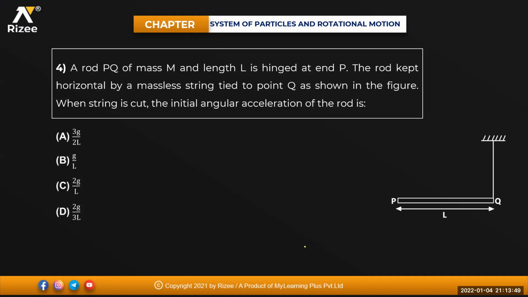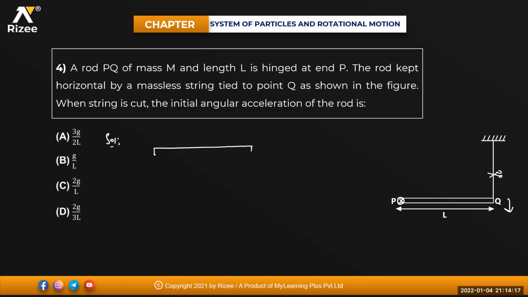The rod is kept horizontal by a massless string tied to the point Q as shown in the figure. When the string is cut, the initial angular acceleration of the rod is how much? That means it is hinged here, fixed. So when you cut this one with some scissors, this rod will fall down with an angular acceleration, isn't it? So I can say here right now the situation.